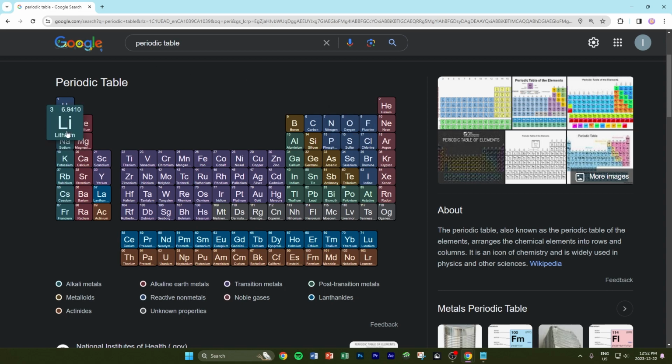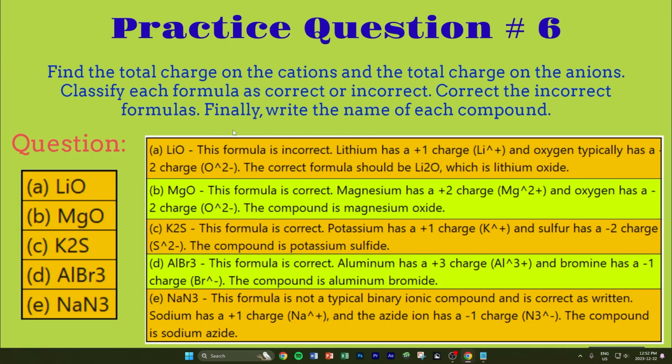So since lithium only has 1 to offer, this formula would be incorrect because lithium has a +1 charge and oxygen has a -2. So to balance this out, if we have 2 different lithium atoms combined, then we're going to be able to balance it out. So the correct formula should be Li2, which means 2 lithiums, and 1 oxygen, which makes lithium oxide. So this would be the correct formula for this question.